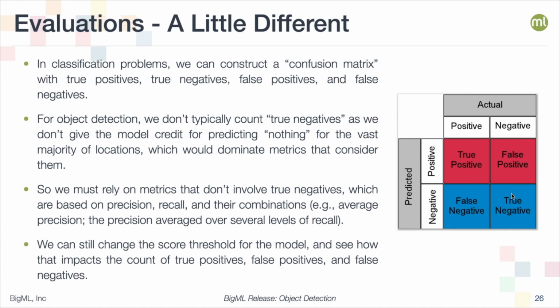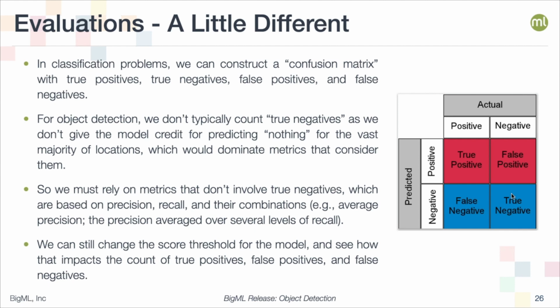Instead, we rely on things that are based mainly on precision, recall, and combinations thereof, like the F1 score and the average precision. These are metrics where you don't need an explicit count of true negatives to compute a value. But there are some things that are the same between classifier evaluations and object detector evaluations.